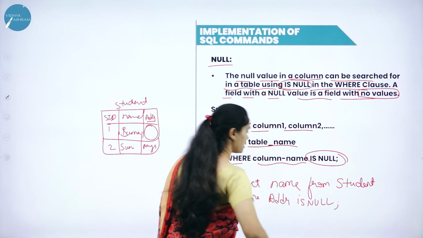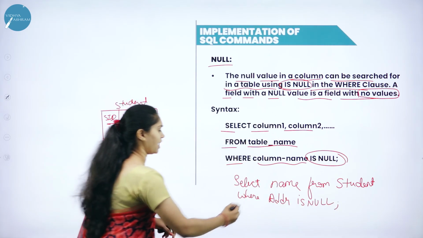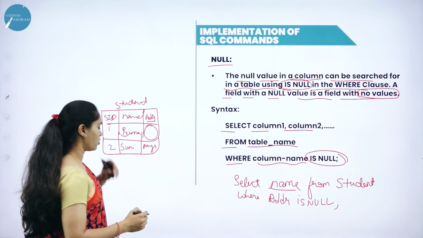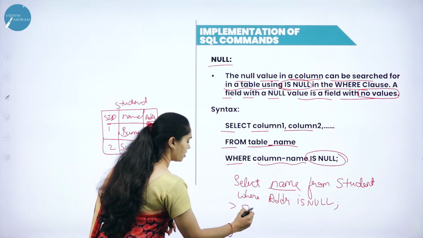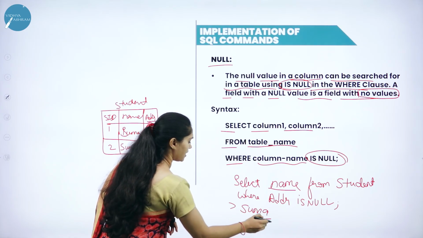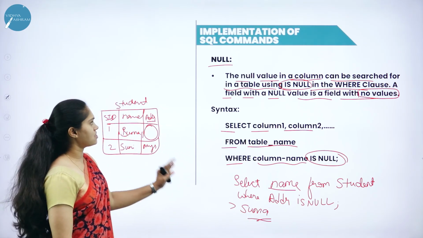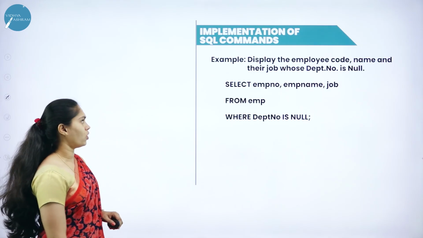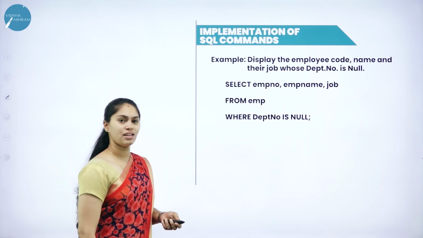So what will be the result for this? What is the name of a student whose address value is null? The result will be Suma. This is how the IS NULL statement is going to work. So here we have one example.